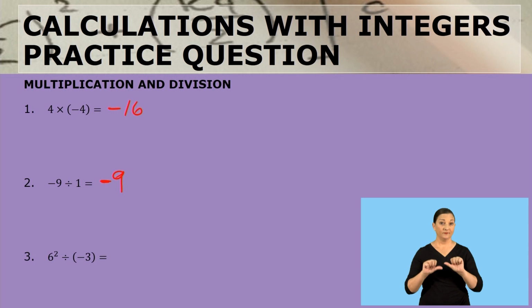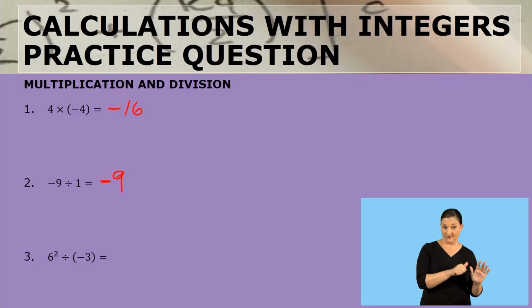Let's move on to number 3. Now, number 3, we have a positive number divided by a negative number. But before we can do the division, we have to look at that 6 squared. So we are squaring a positive number. And if you remember, all numbers that we square will be positive. So a positive 6 multiplied by a positive 6 is going to give us a positive 36.